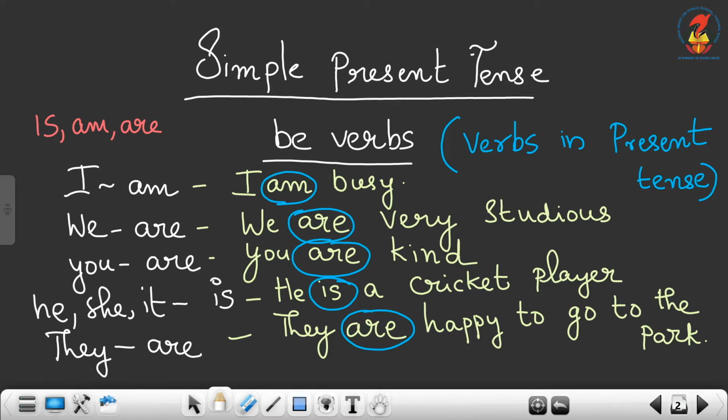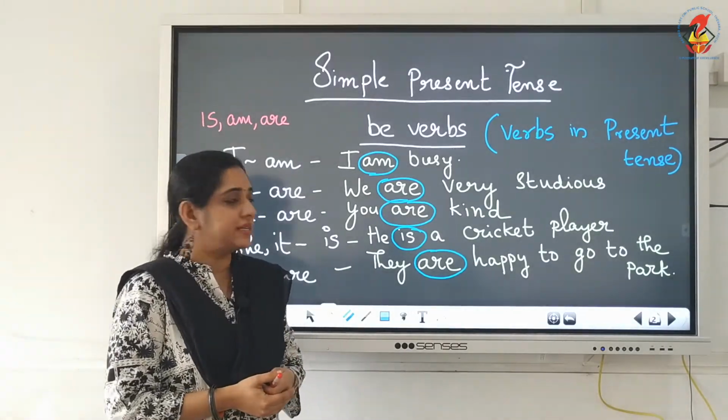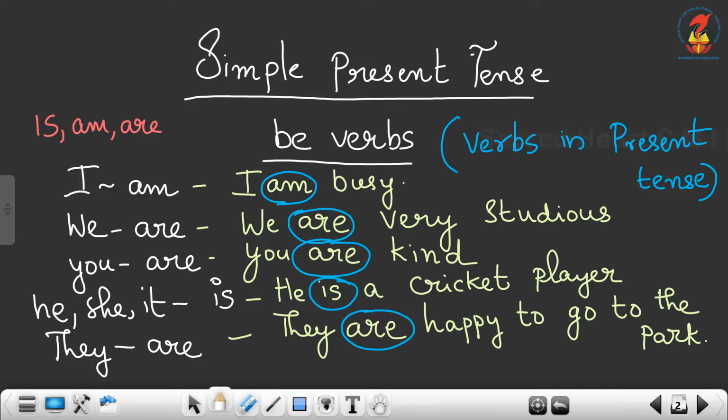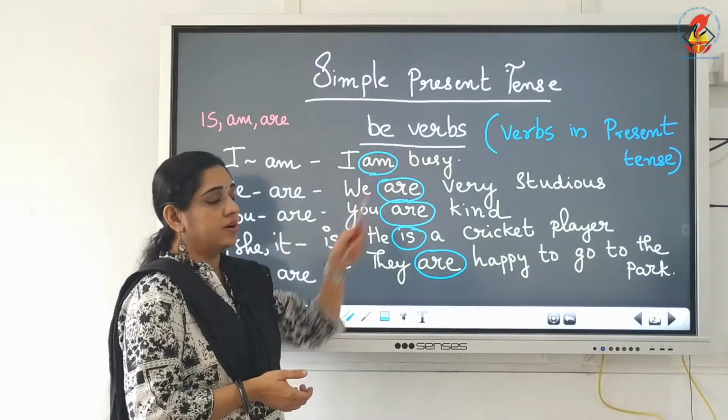We are very studious. That's also in present tense. You are kind. That is present tense. He is a cricket player. They are happy to go to the park. All these verbs are in present tense. Okay. So the first one we study is be verbs.